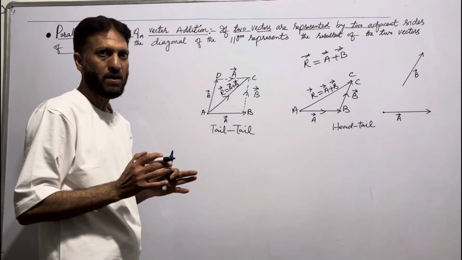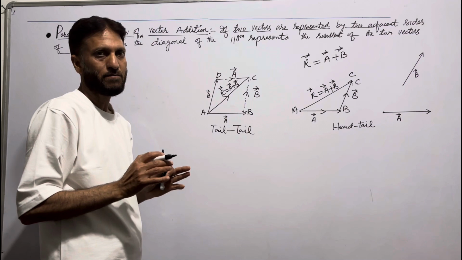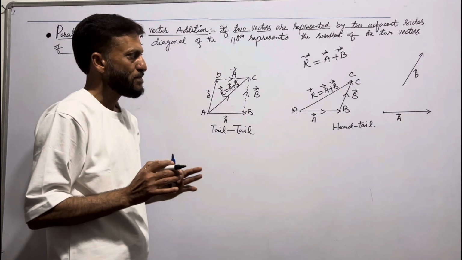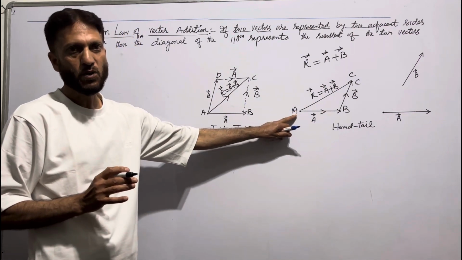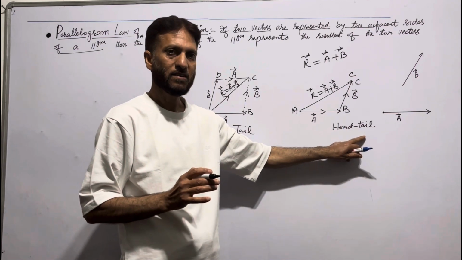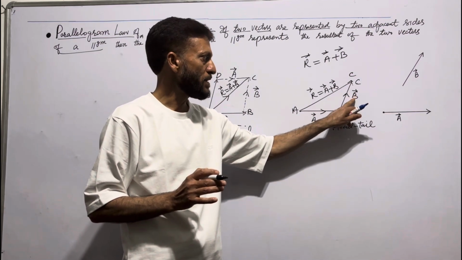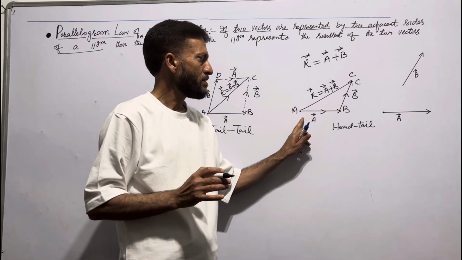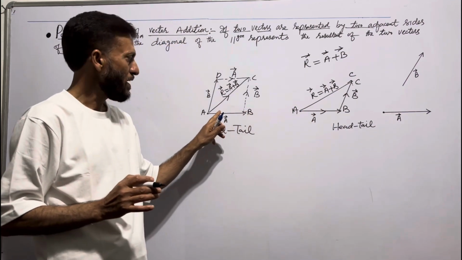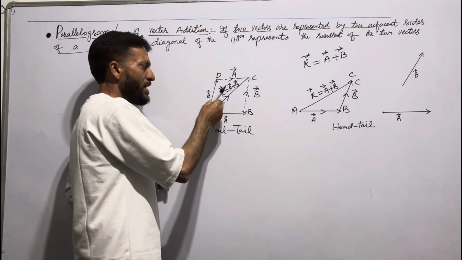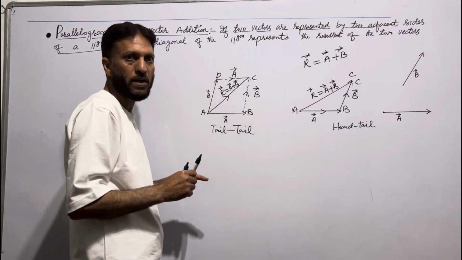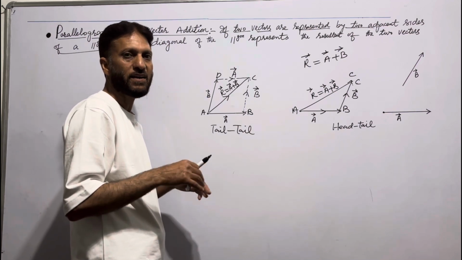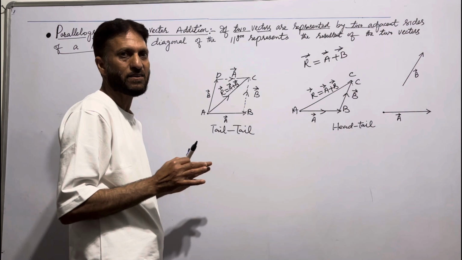Triangle law and parallelogram law, these laws are equivalent, but there is a little difference between these two laws. In triangle law, we join the vectors head to tail, that is, tail of vector B coincides with the head of vector A. And in parallelogram law, the two vectors, vector A and vector B, are joined tail to tail. This is the only difference between the two laws. We can use any one of them to find the resultant of two vectors.